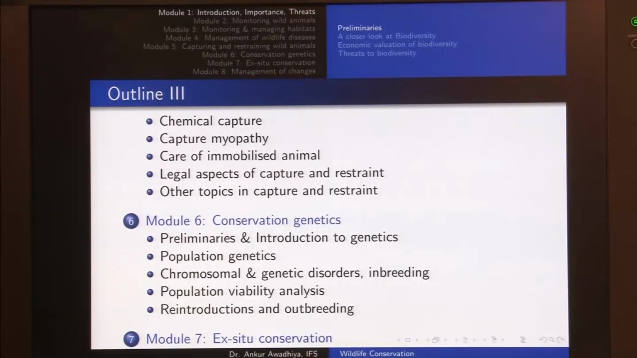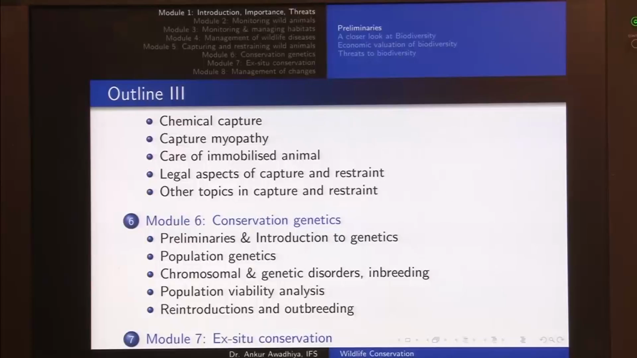And then also things like capture myopathy, which is a disease that is found when we are capturing an animal. Then we will also look at care of immobilized animal, and also most importantly the legal aspects of capture and restraint, and also some other topics like human safety.